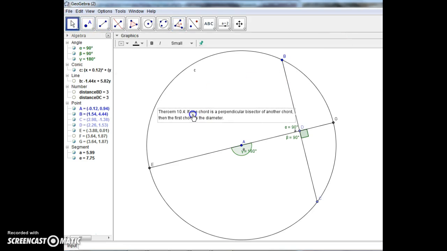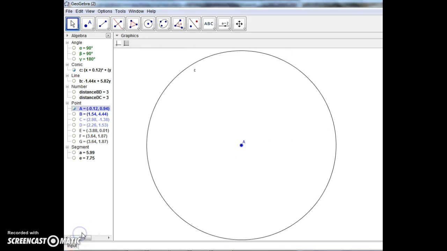So here's the theorem. Theorem 10.4 is if one chord is a perpendicular bisector of another chord, then the first chord is the diameter. Alright, so this is theorem 10.4.